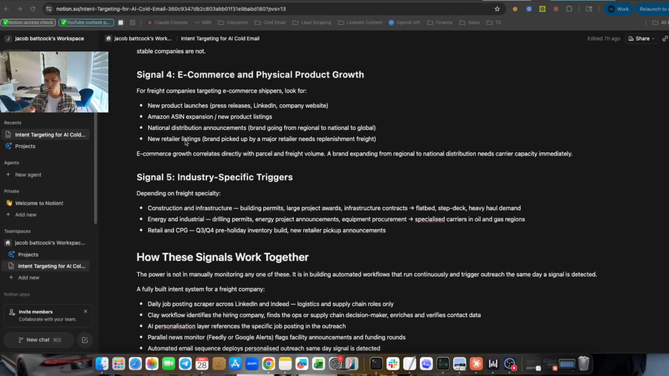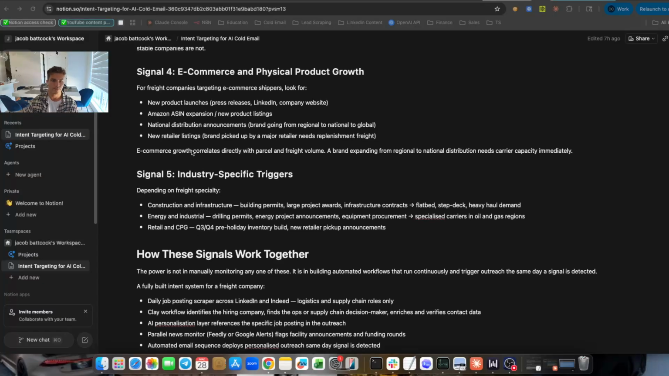Each one of those stages is going to signal the need for increased shipping capacity. Another one is obviously new retailer listings. This could be a brand being picked up by a major retailer. Now, knowing that it's going to be sold at more retail locations, there's obviously going to be a large need and demand for increased freight to replenish the product when it goes out of stock.